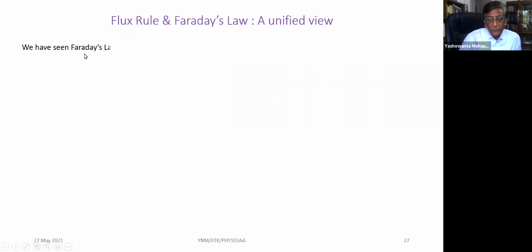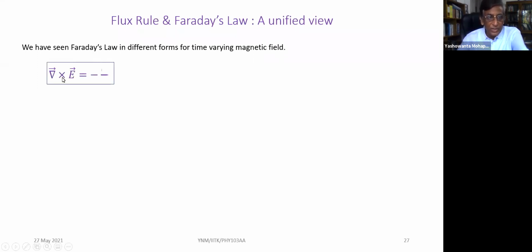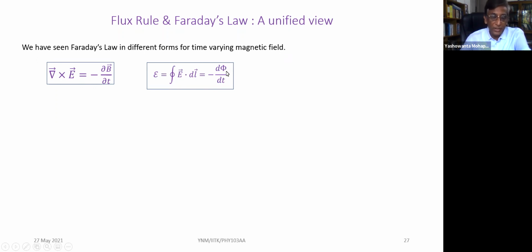So we have seen Faraday's law in different forms for time varying magnetic fields. Okay, we have seen that. So that is del cross E equals minus del B by del t. We just derived it in the last lecture. And so the EMF, you could see its expression in experiments through EMF, that is the integral of E dot dl, and that you could calculate from the total time derivative of the magnetic flux.